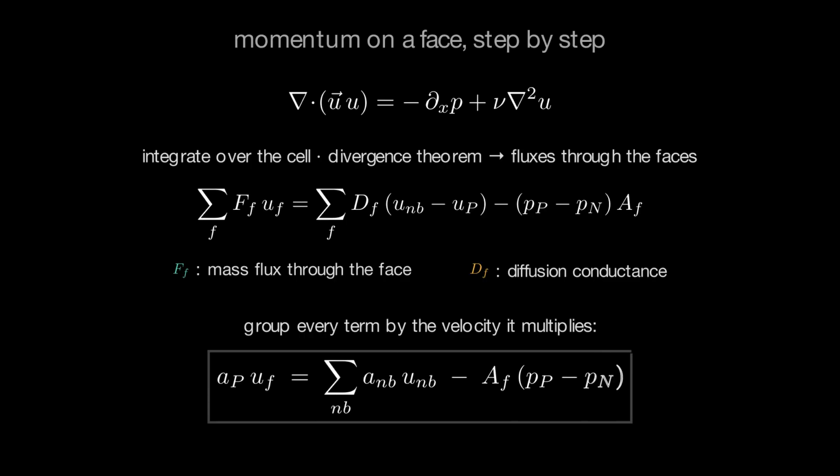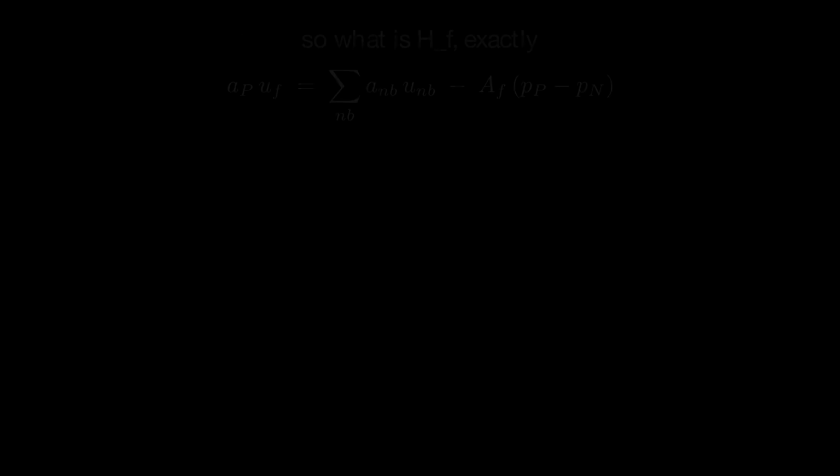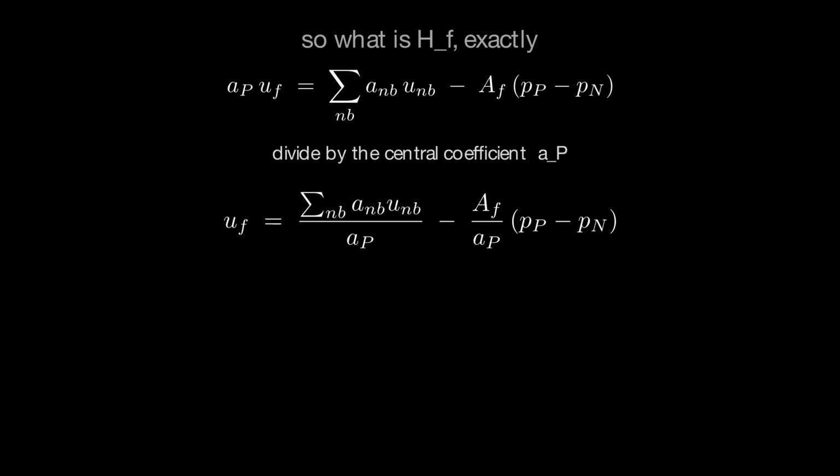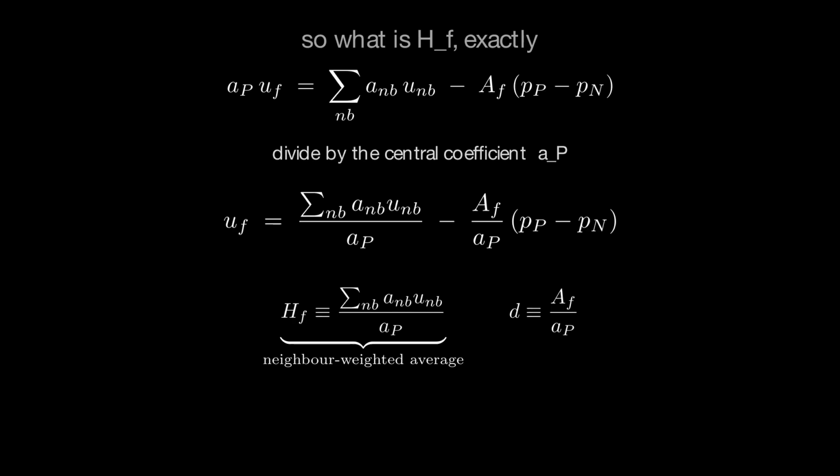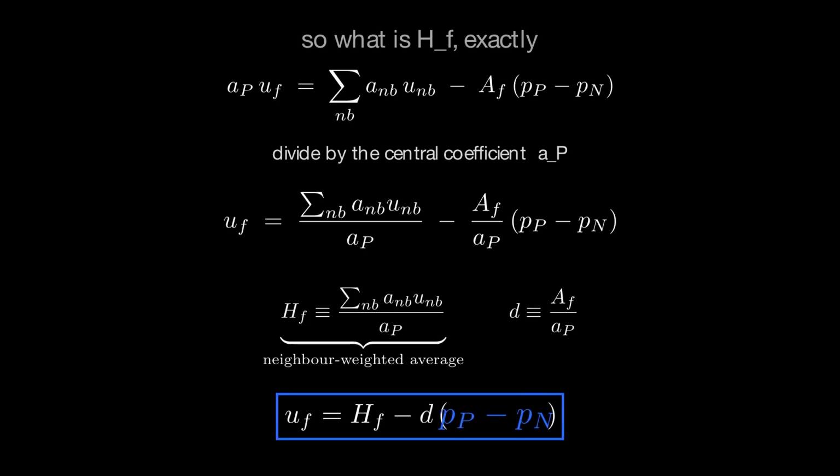Finally, group every term by the velocity it multiplies. The center velocity collects one coefficient, each neighbor collects its own. That's the discrete momentum balance for the face. Now just divide it by the central coefficient, and there it is. H_F is the sum of each neighbor's coefficient times its velocity divided by the central one, the neighbor weighted average, and D is the face area over that same coefficient. So the face velocity is H_F minus D times the pressure difference. H_F is built from the neighbors. The pressures are what we still don't know.